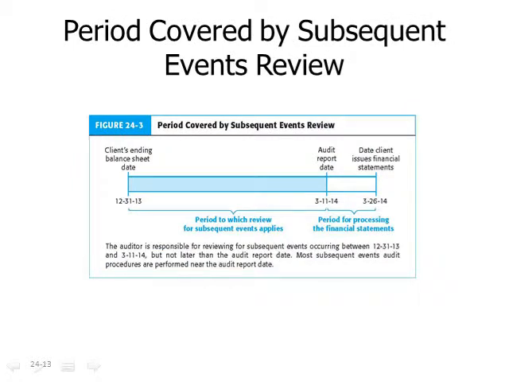And so this timeline is just meant to show us the time period covered by subsequent events. What are the auditor's responsibilities for researching and investigating subsequent events? We can see that from the date of the end of the balance sheet, and we'll assume the client's on a calendar year, so from 12/31/13 to the date that the audit report is issued, or 3/11/14, that is the time frame that the auditor is responsible for reviewing subsequent events, right?